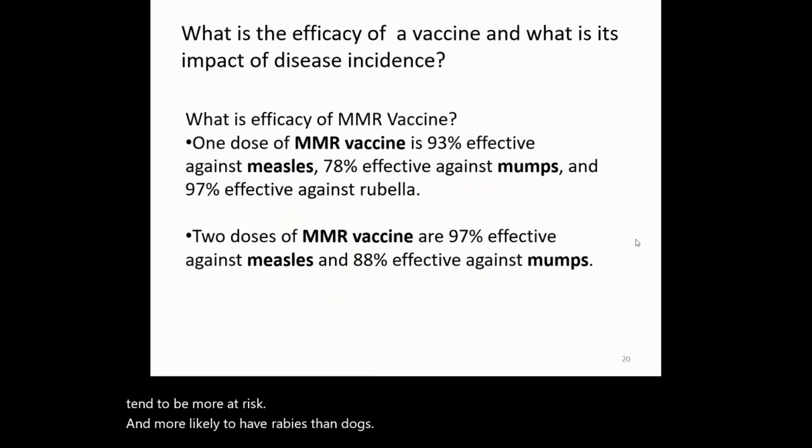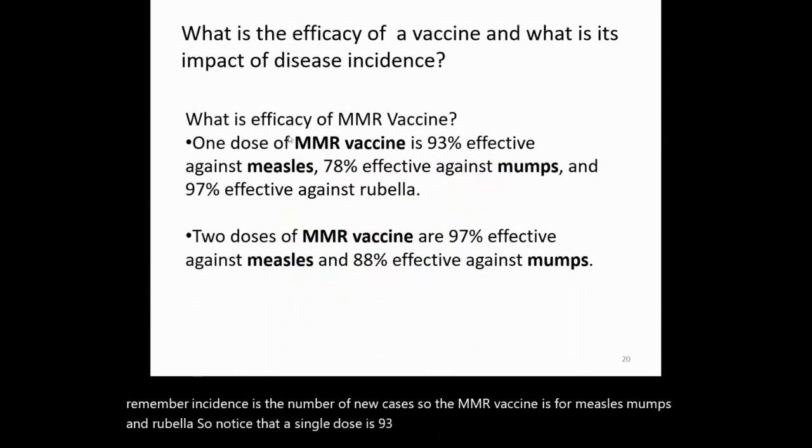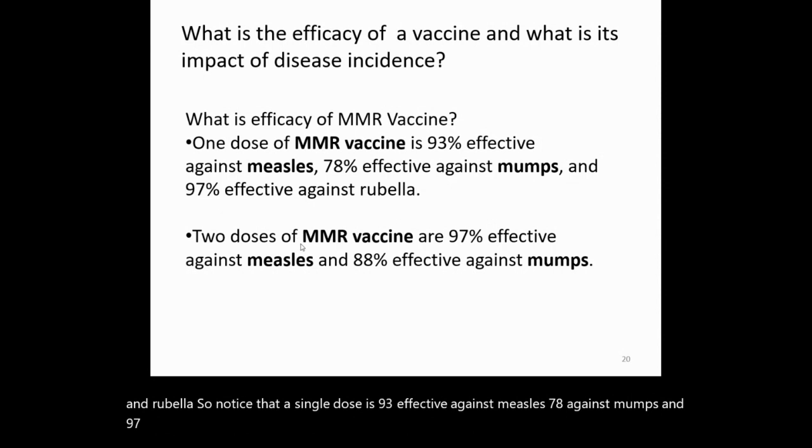All right, so what is the efficacy of a vaccine and what is the impact on disease incidence? So remember, incidence is the number of new cases. The MMR vaccine is for measles, mumps, and rubella. So notice that a single dose is 93% effective against measles, 78% against mumps, and 97% against rubella, which is fabulous. If you have 2 doses, notice that those numbers increase.